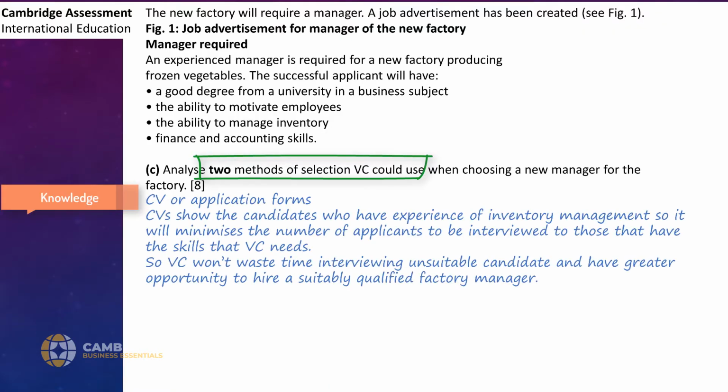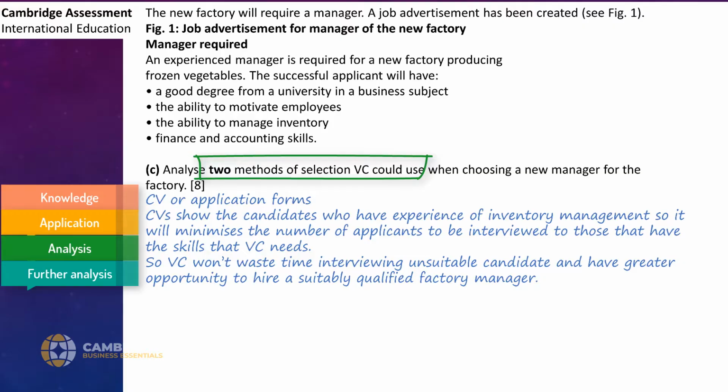Start with knowledge, CV or application forms. Then apply to the case study and explain why this method of selection will select the best candidate, which is analysis, and how this will positively impact the business. Developed analysis: CVs show us the candidates who have experience of inventory management, so it minimises the number of applicants to be interviewed to those that have the skills that VegCan needs.